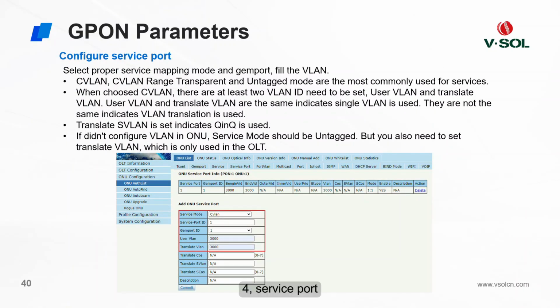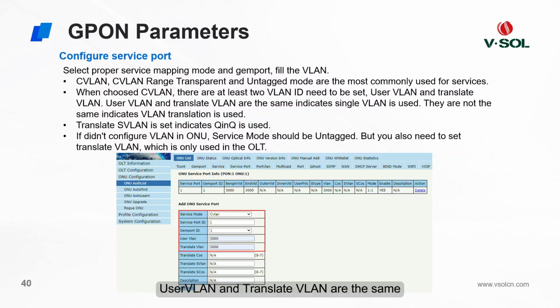4. Service port. Select the proper service mapping mode and Gemport, and fill in the VLAN. CVLAN, range transparent, and untagged modes are the most commonly used for services. When choosing CVLAN, at least 2 VLAN IDs need to be set: user VLAN and translate VLAN.